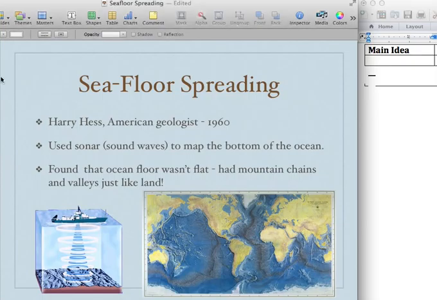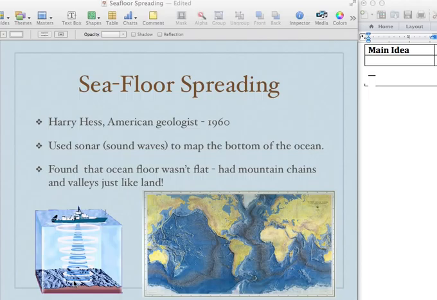Seafloor spreading was come up with by an American geologist by the name of Harry Hess in 1960, so only about 55 years ago. And what Professor Hess did is he used sonar, which is sound waves, to map out the bottom of the ocean. From his ship, he would send a sound wave towards the bottom of the ocean. It would reflect off the bottom and come back up. The longer this took, the deeper the ocean was.